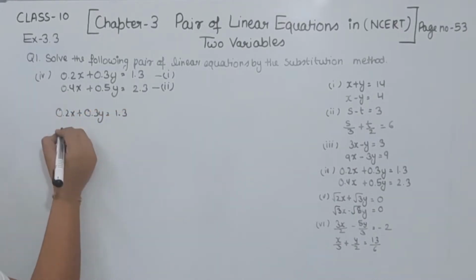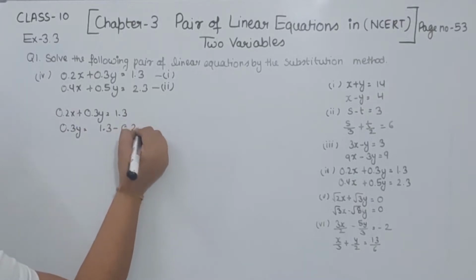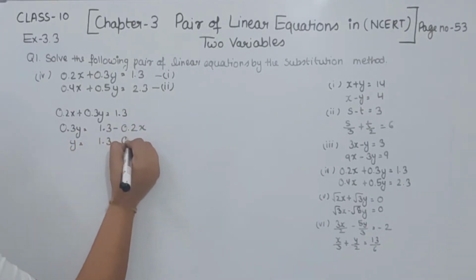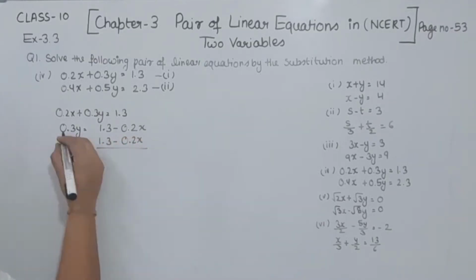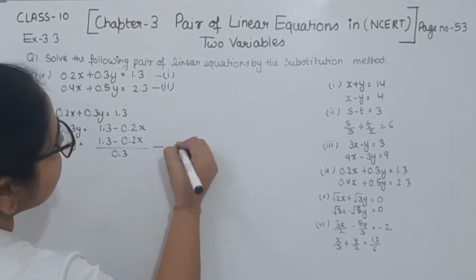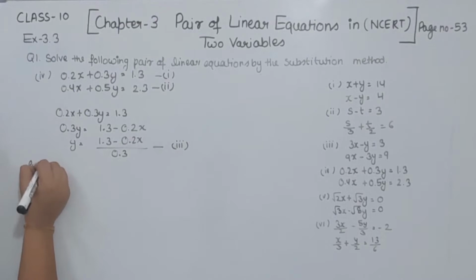Now I'm going to transpose this one. So we have 0.3y equal to 1.3 minus 0.2x, and y is equal to 1.3 minus 0.2x, and it will divide by 0.3. This one is equation number 3. Now we are going to put this one in equation number 2.